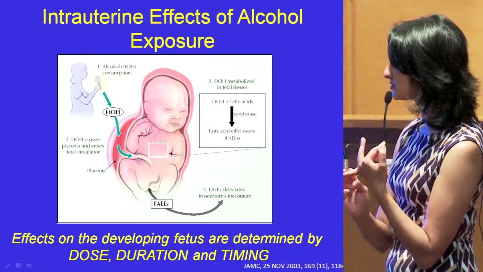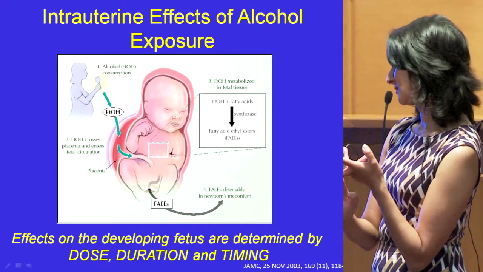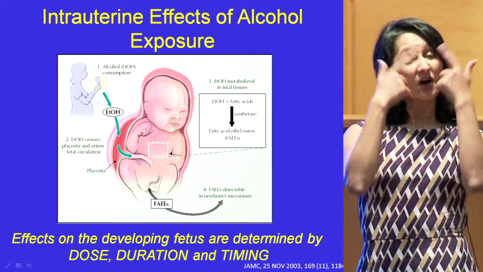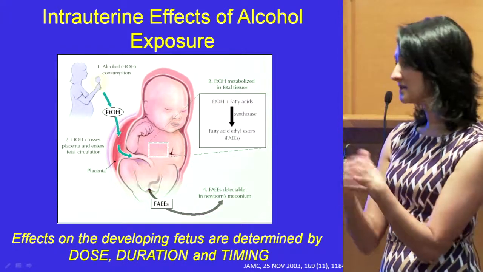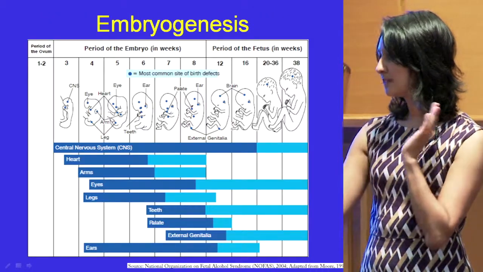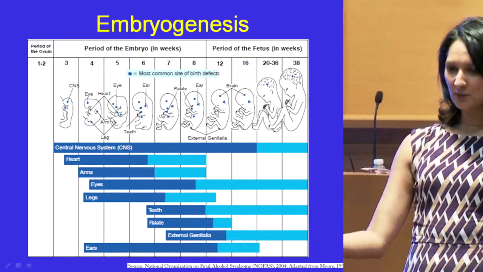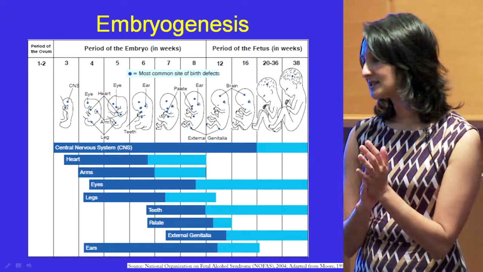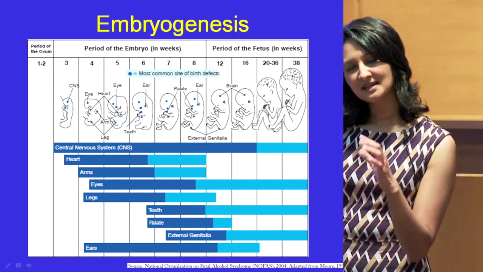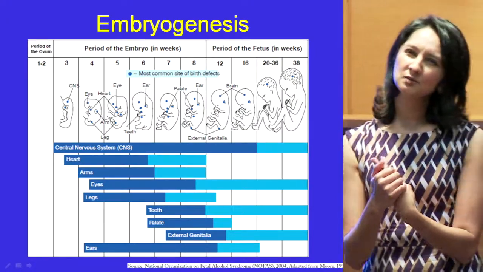How much did the mother drink? How long did the mother drink? And when did the mother drink? And so what you will see is the effects on the developing brain, the effects on the face are very much dependent on that sense of timing. And so when we think about the period of embryogenesis, so when we think about fetal development being 40 weeks, we will notice that a lot of times there can be alcohol consumption that takes place before a woman even knows she's pregnant. And I think that's really important.